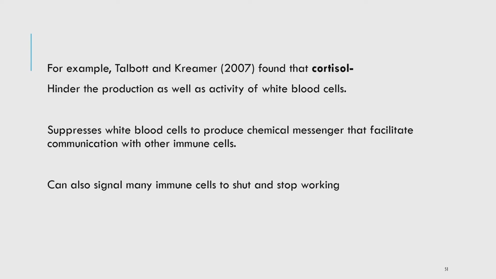Then cortisol also suppresses white blood cells from producing chemical messengers that facilitate communication with other immune cells. So it also suppresses this communication between immune cells, and in that way also it hinders immune function. Cortisol can also signal many immune cells to shut down and stop working. So it can reduce the production and functioning of different kinds of immune cells. So these are some of the indications of how stress hormones can be related to the suppression of immune function.